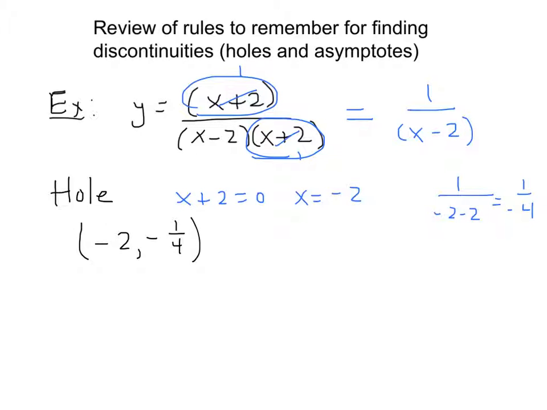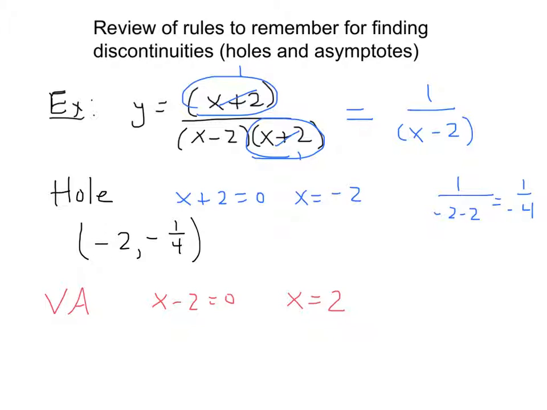If I want to find a vertical asymptote, I take whatever's left in my simplified fraction in the denominator and I set that denominator equal to 0. That gives me a vertical asymptote at x equals 2. I'm going to finally look for a horizontal asymptote. Now you're either going to have a horizontal asymptote or a slant asymptote. You're not going to have both.